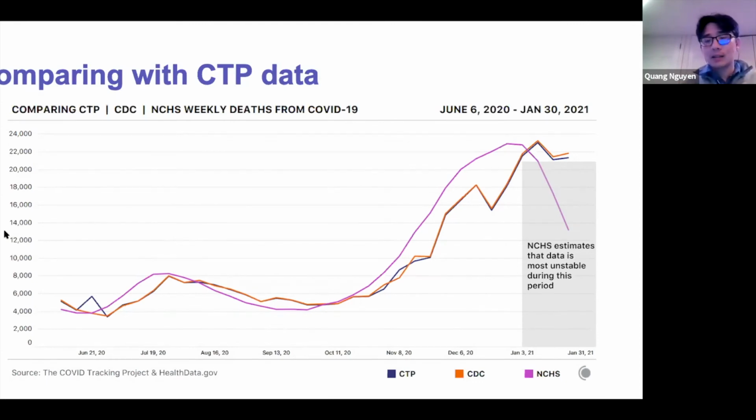And you can see in the box here when you see the dip in deaths, that's the time period of 1 to 2 weeks where the NCHS estimates that the data is most unstable.